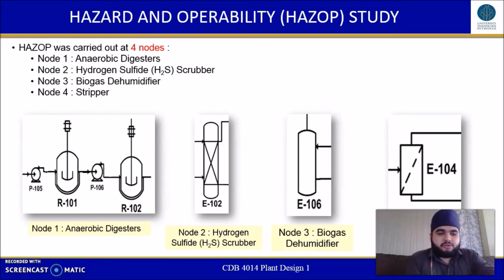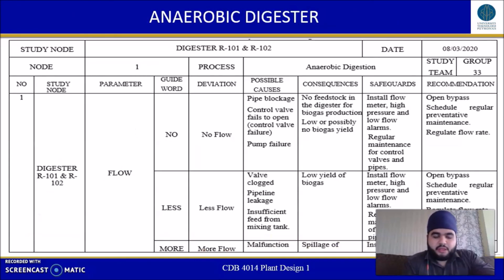For this project, HAZOP was carried out at 4 nodes, and these 4 nodes are anaerobic digesters, hydrogen sulfide scrubber, biogas dehumidifier, and the stripper. So below is an example of a hazard and operability study for node 1, the anaerobic digester. The parameter being studied is flow, and the guidewords used are no, less, and more, which are meant to indicate no flow, less flow, and more flow.